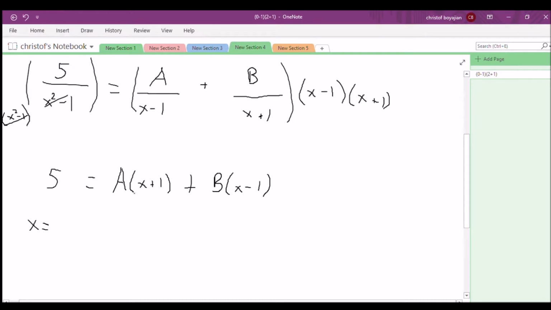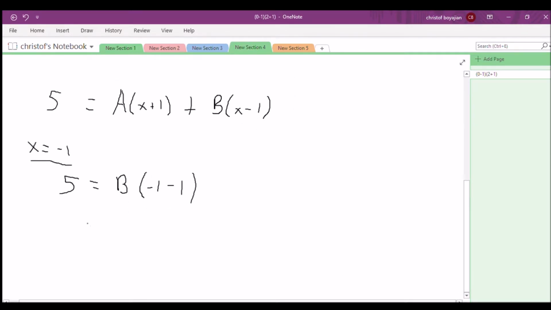Well, if we say x is equal to negative 1, we're going to see that this is going to cancel out, right? That's going to be 0. So if we say x is negative 1, this is what we're going to have. In the case x is equal to negative 1, we have 5 on this side. Then this is going to cancel out as we just witnessed, plus B times, when we plug in x is negative 1, negative 1 minus 1.